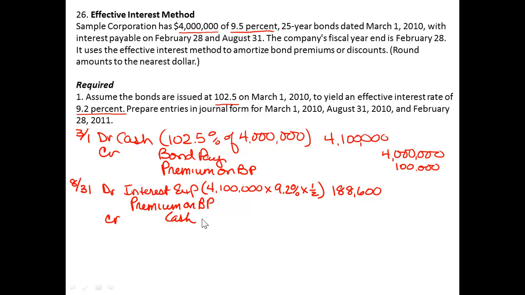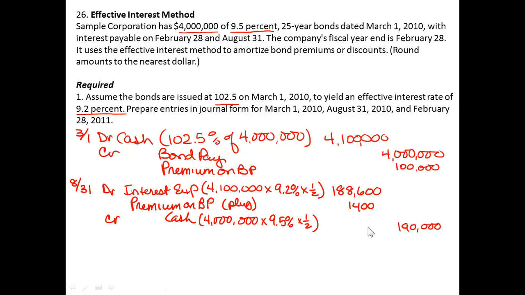Cash will be credited for the cash that you have to send out semi-annually, which is the face amount of the bond times the bond's stated or face rate, and in this case the bond is paying 9.5% for half a year. So doing the math, we're sending out $190,000. So the premium will be amortized for the difference, or the plug. So the plug amount is $1,400.